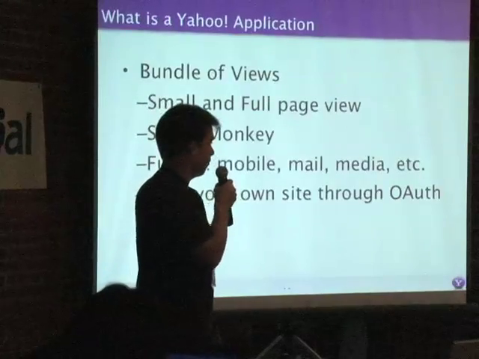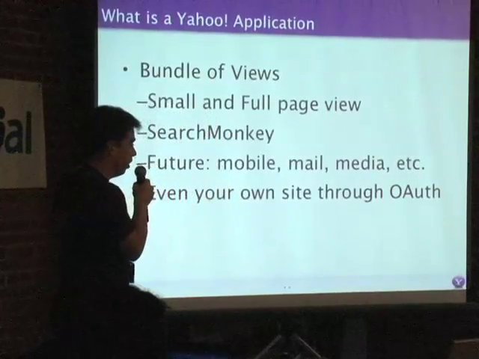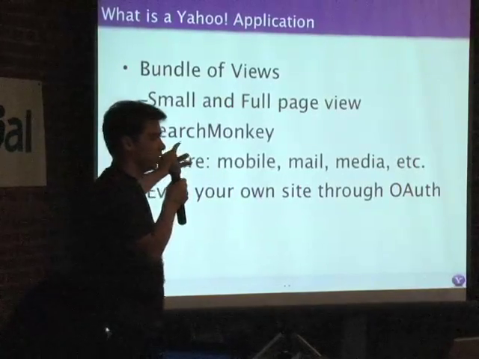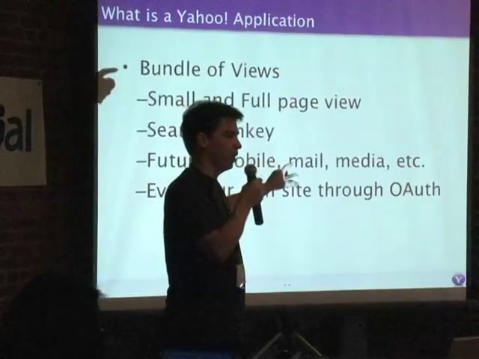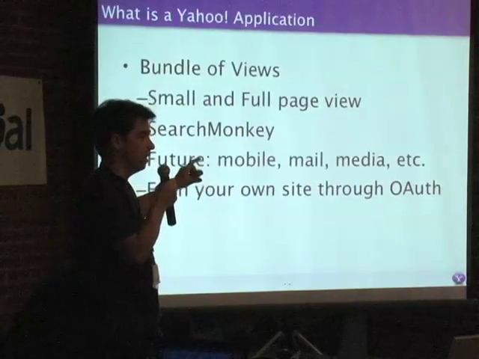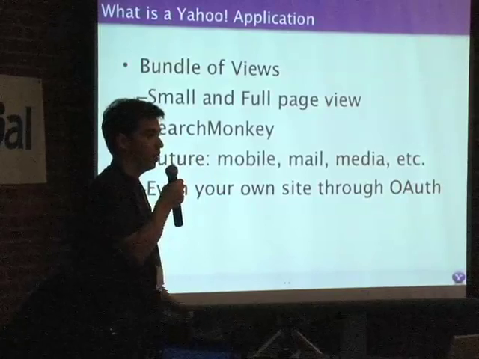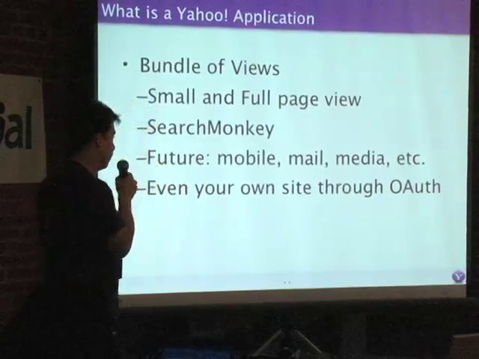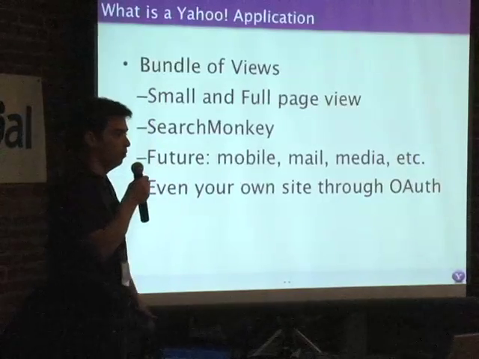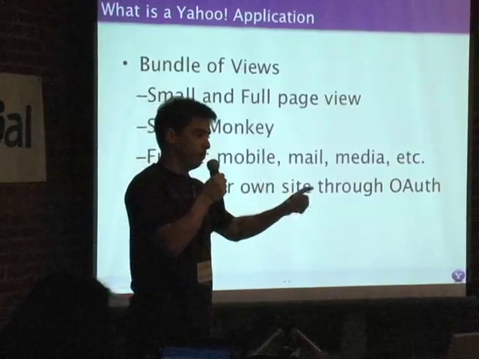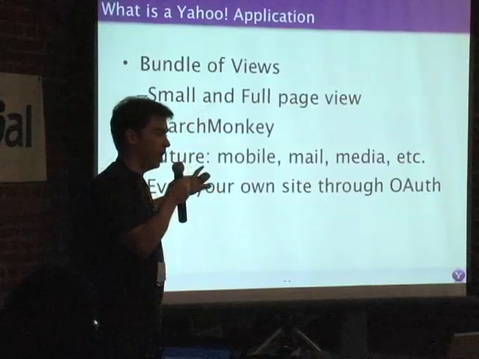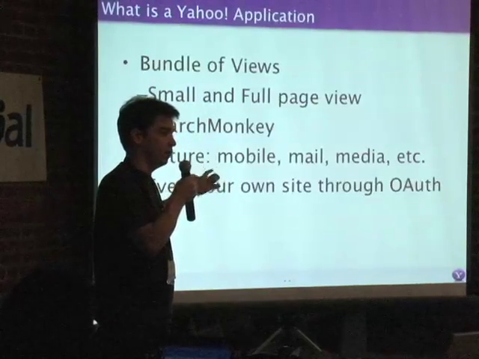So what is the Yahoo platform? It's actually a bundle of views, small and full page views, just like you find in OpenSocial, for example. But we also have a number of additional landing pages that are also going to be enabled with application development. One of them was launched actually earlier this year in the spring called SearchMonkey that allows you to develop applications for our search platform. In the future, there's mobile, mail, media. All of these properties on Yahoo will eventually have places where third-party developers can install their applications. And then finally, you can also use all of our APIs from your own website by authenticating the users through OAuth.